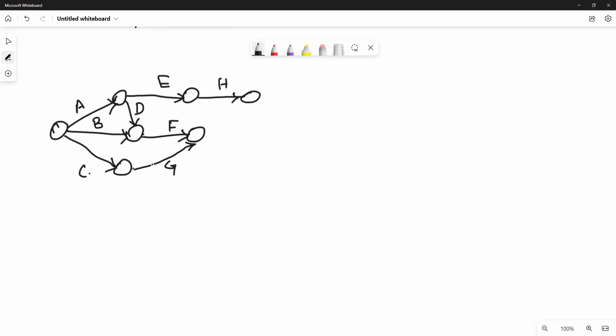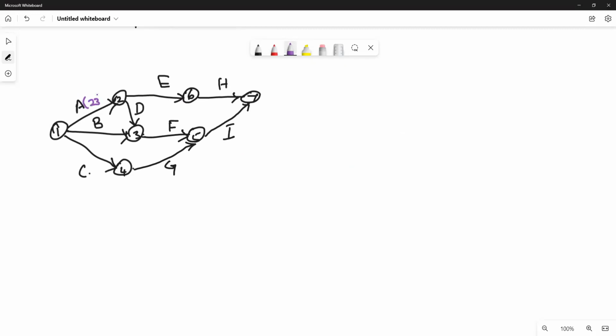Next, I is after FG. I is an ending node, and there should be only one ending node, so join this I with H. Okay, clear? After drawing this, give names to the nodes 1, 2, 3, 4, 5, 6, 7. Then I'm going to write the duration of each activity.